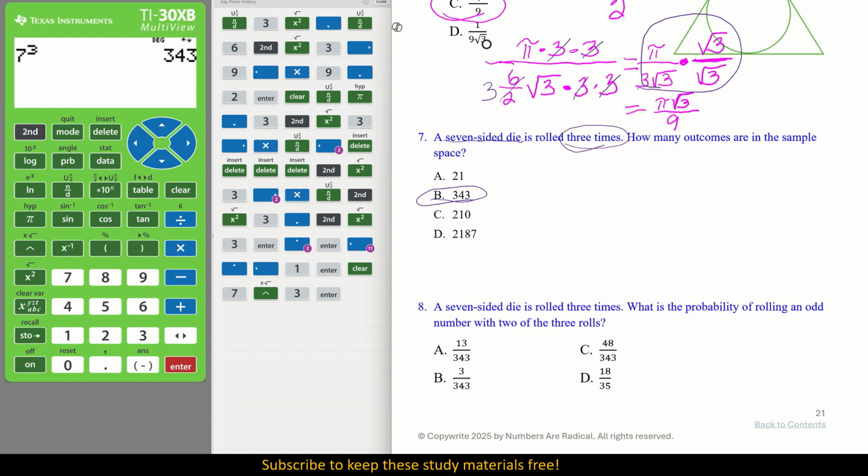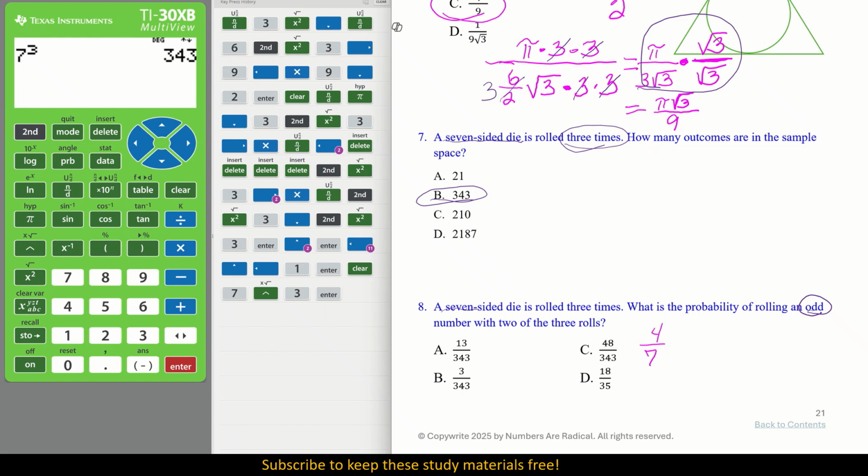All right, so let's look at number 8. Ah, I see what they're doing. A seven-sided die is rolled 3 times. What is the probability of rolling an odd number with two of the three rolls? Okay, let's take a look at what that is. On the first one, how many odd, let's see, it says odd. Okay, and it's seven-sided. So that's going to be 1, 3, 5, 7. There are four of those, okay?